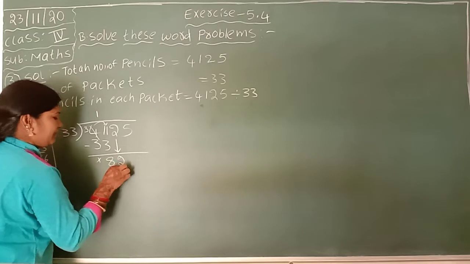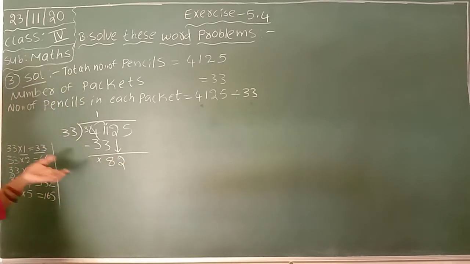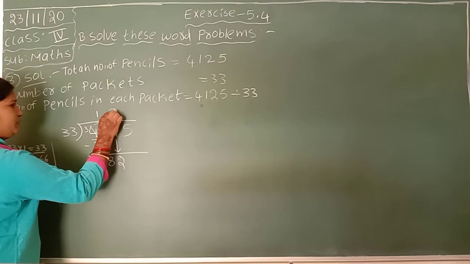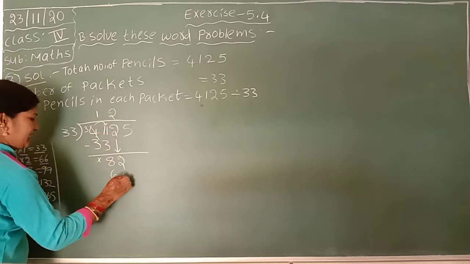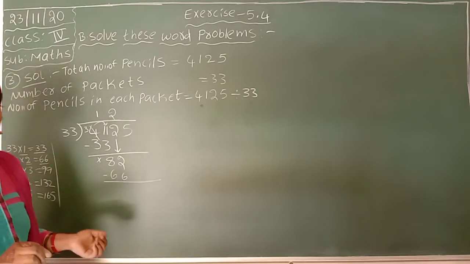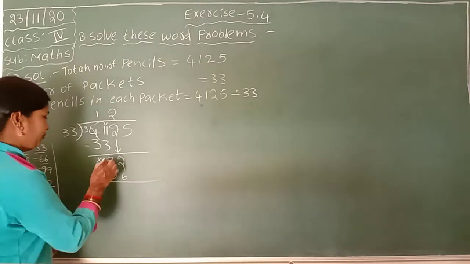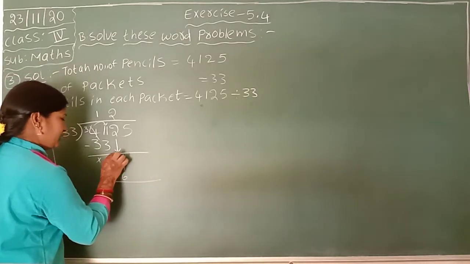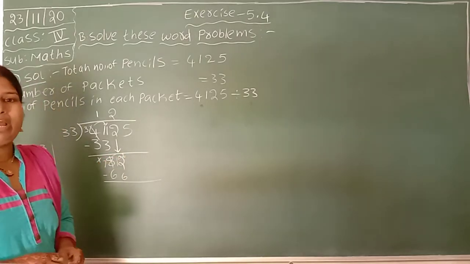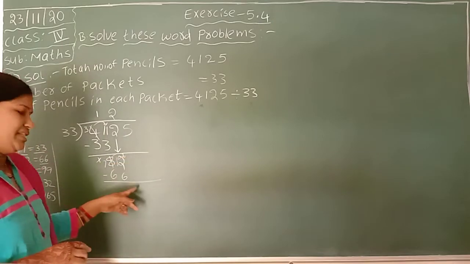Now take the next number, that is 2, 82. Observe the 33 table. You will see 82 is not there. So you have to write down 33 twos are 66. 82 minus 66: 2 minus 6 is not possible. Take regrouping from here to here. This 8 becomes 7, this becomes 12. You have to do the subtraction 12 minus 6.